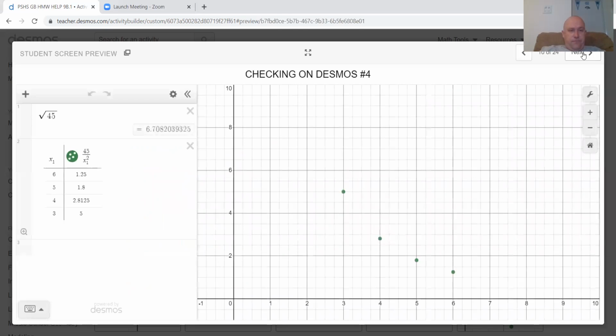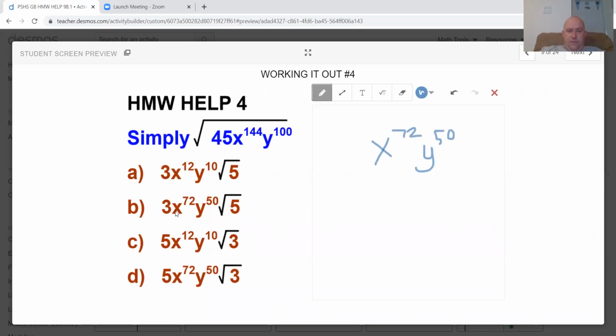So for square root of 45, I already checked it here. It's not a perfect square. So I did my table, 45 divided by x1 squared, starting at 6. And I keep counting down until I get two whole numbers. I found it was 3 square root of 5. And for that reason here, I would actually pick answer choice B for that question.